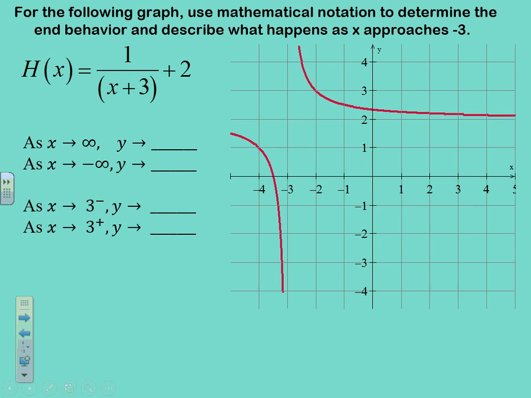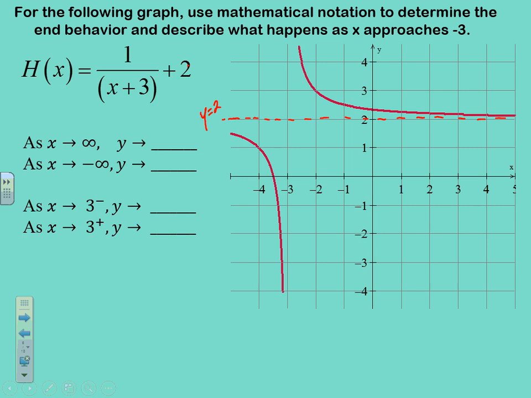So the function that you're seeing on the screen here is the parent function that has been shifted 3 spaces to the left and 2 spaces up. That's all the transformations are telling you to do here. Now, as we look at the graph, we see that we have a horizontal asymptote here when y is equal to a positive 2. That's what the 2 on the transformation of the equation tells us.